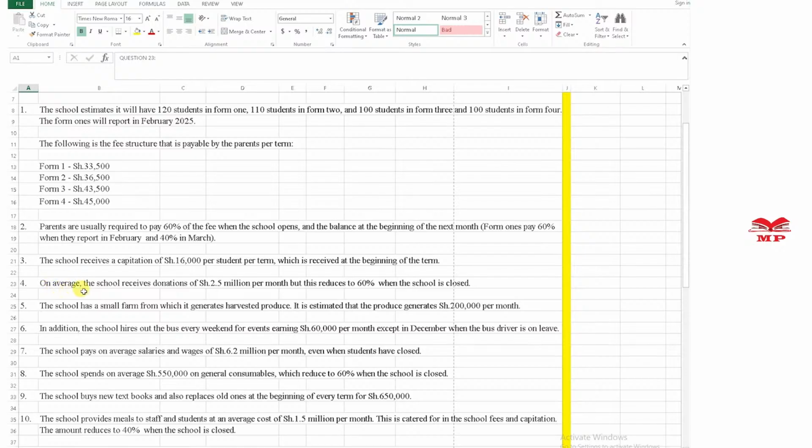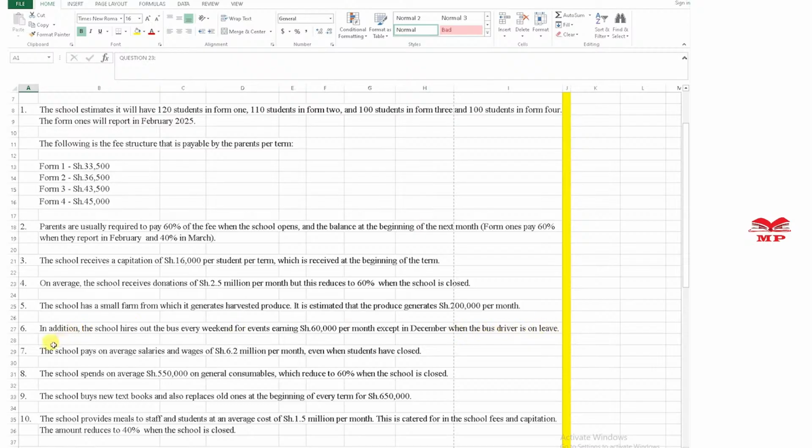Number 4, on average, the school receives donations of 2.5 million per month, but this reduces to 60% when the school is closed. Number 5, the school has a small farm from which it generates harvest produce. It is estimated that the produce generates 200,000 per month. Number 6, in addition, the school hires out the bus every weekend for events earning 60,000 per month, except in December when the bus driver is on leave.